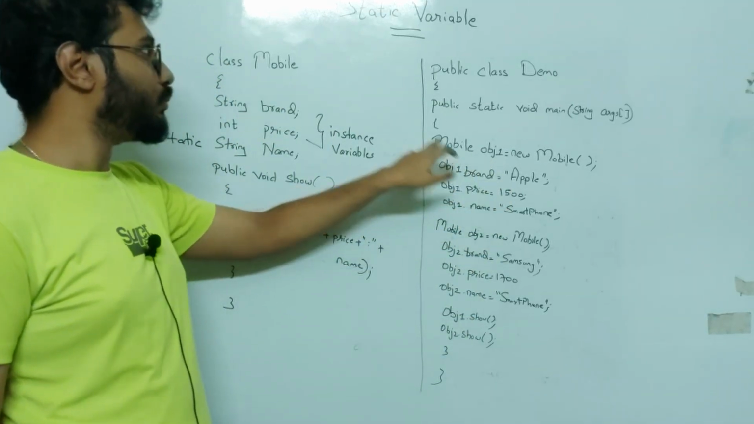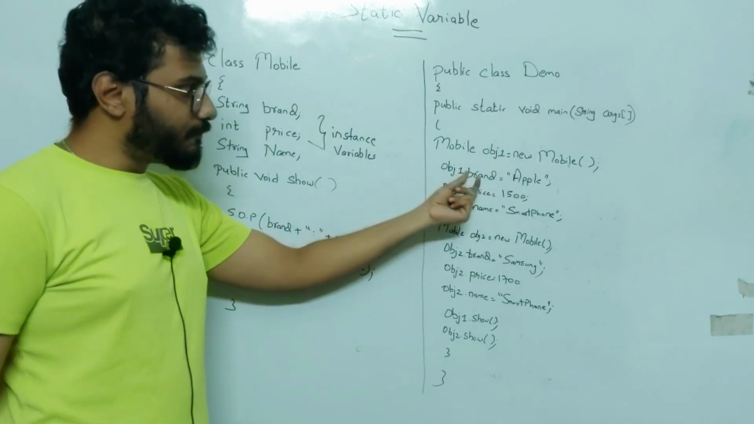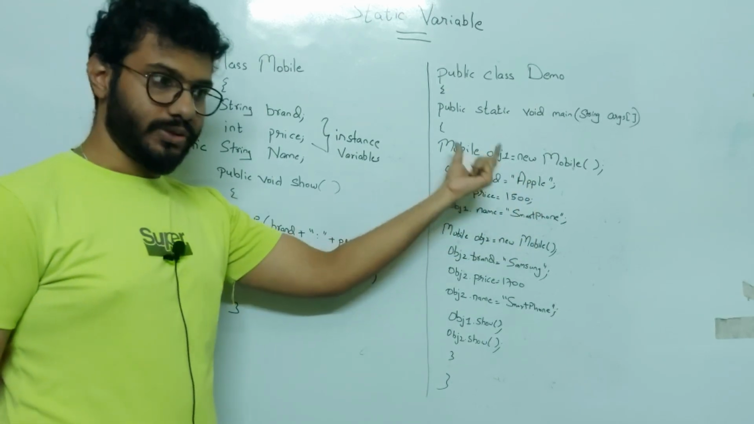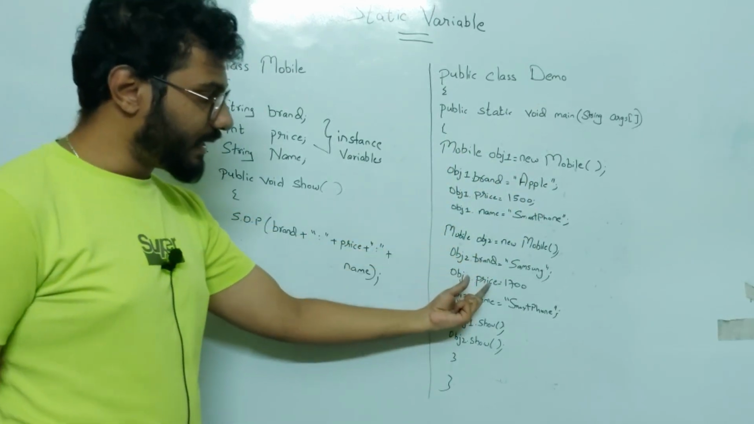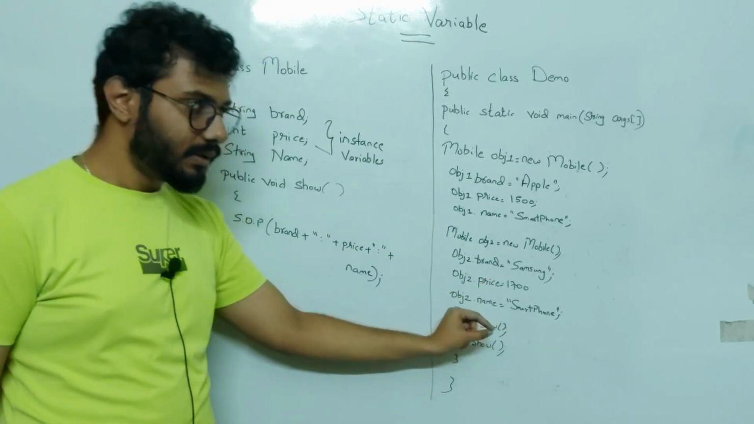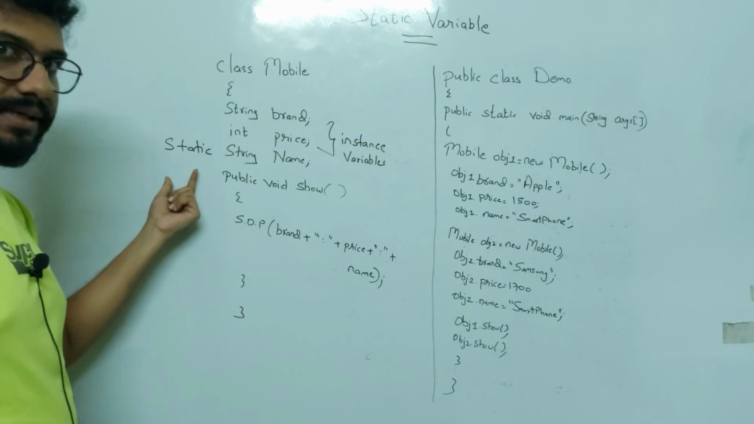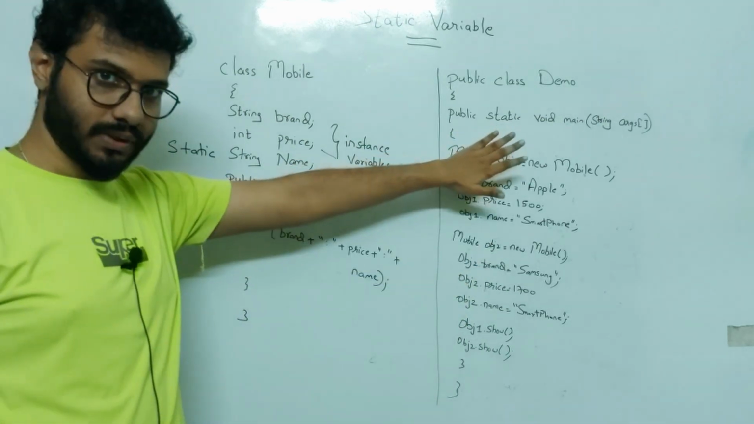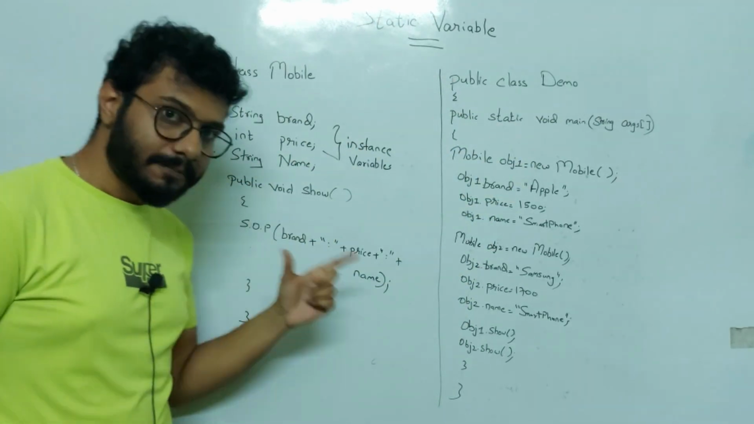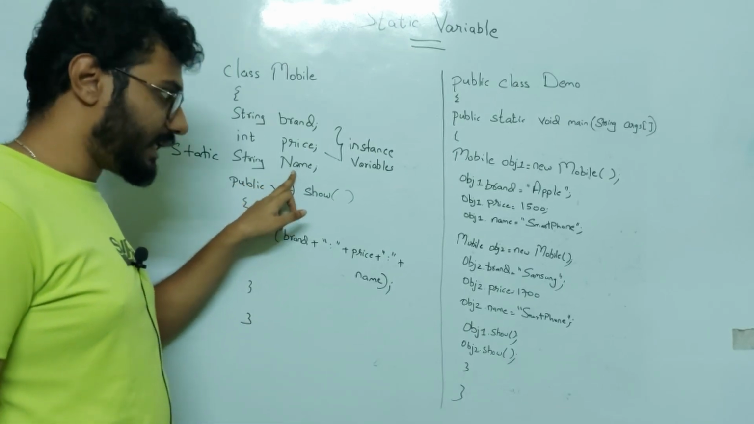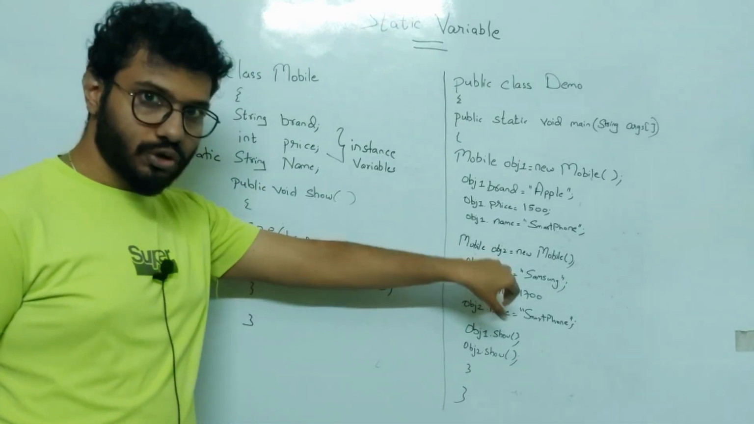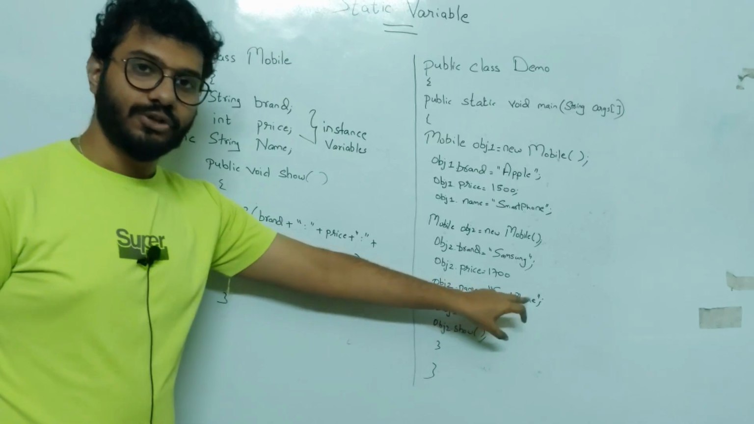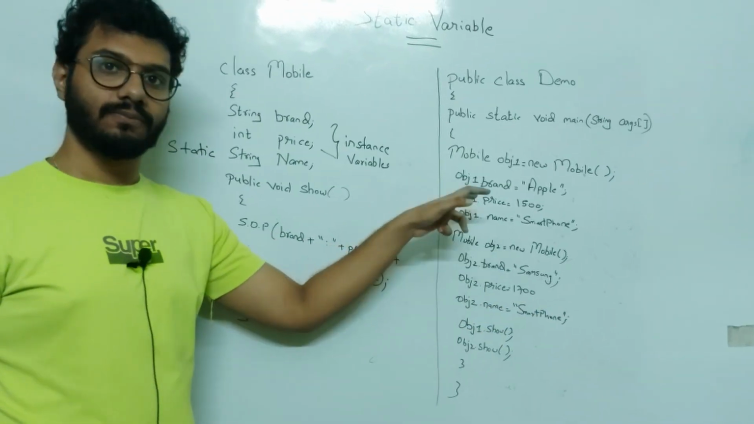Suppose obj1 of Mobile is being created here. Brand and price, being instance variables, belong to the individual object obj1. Here, brand and price belong to obj2, but we are writing the name as static. Since we are writing it as static, this belongs to the class, not the individual object. So if you change the name through obj2, obj2.name equal to phone in place of smartphone, it automatically changes for obj1 also.